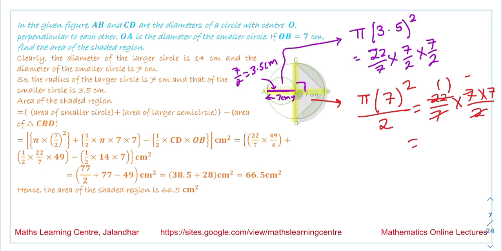These two get cancelled, and we are left with 77 centimeter square. This is the area of this semicircle. Now the next thing we have to calculate is the area of this triangle. We are talking about this triangle over here.